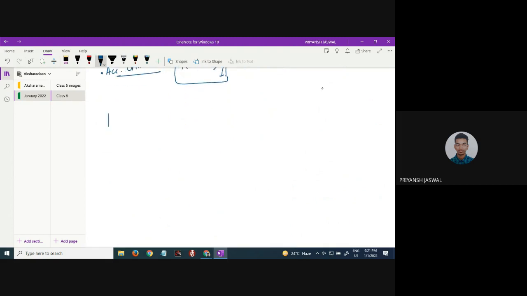Now, how will we define 1 ohm of electrical resistance? Ohm is the SI unit of electrical resistance. So the definition is simple. See, V is equal to I by R. Oh, sorry.